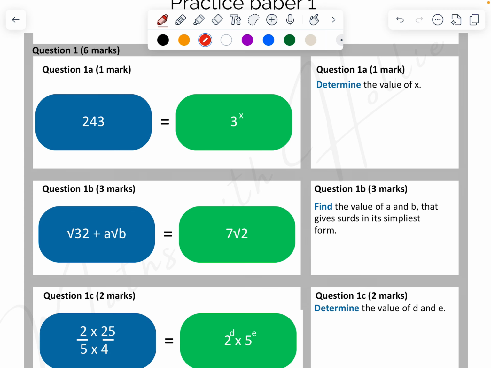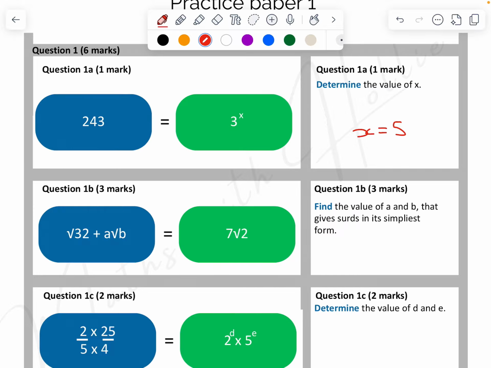The first question just says, what's the value of x? So what is that power? Just give it a bit of trial and error. We know that it's got to be bigger than 4 because that would be 81. So in this question, x equals 5.